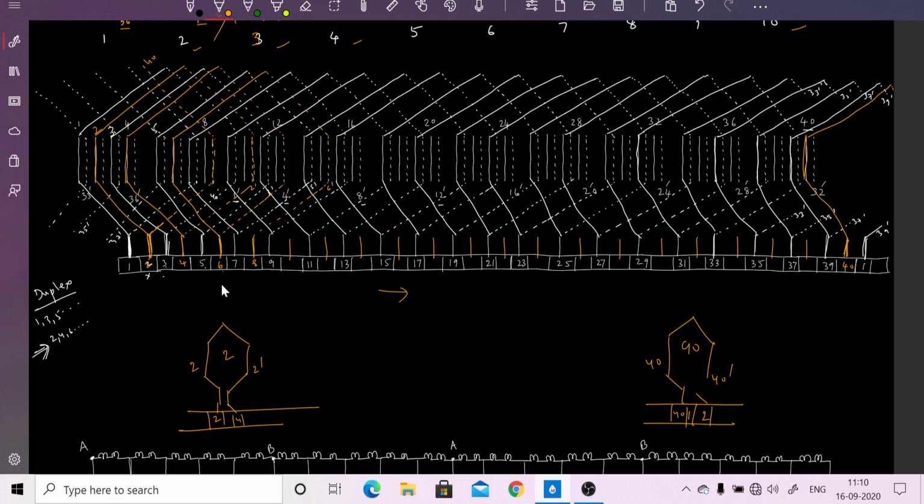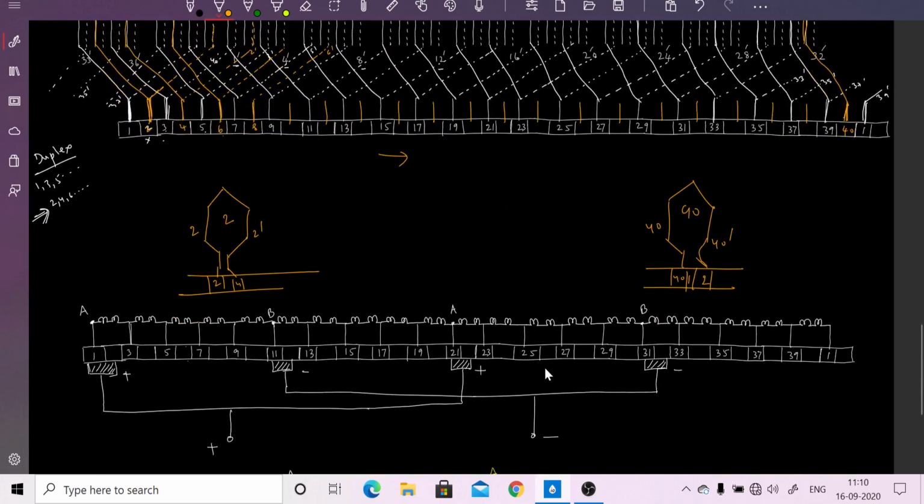Okay, so it means that the second winding is also a closed winding like the first one. This is the second winding starting at 2 and ending at 2, and the first winding is also a closed one, starting at 1 and ending at 1. Now they will be connected. They will be connected through brushes at different intervals.